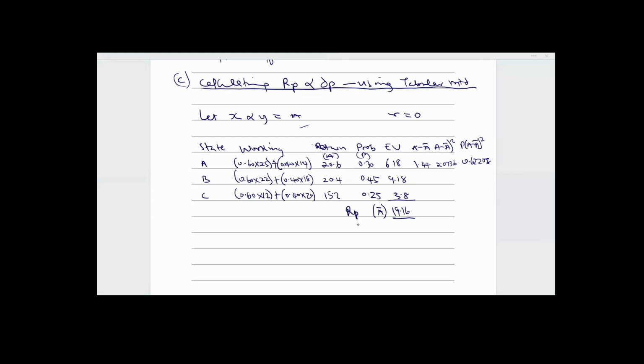I'll go ahead and do the next one. 20.4 minus 19.16 equals 1.24. 1.24 squared equals 1.5376. 1.5376 multiplied by the probability of 0.45 equals 0.69192.